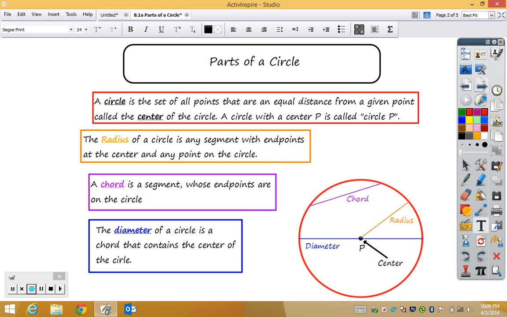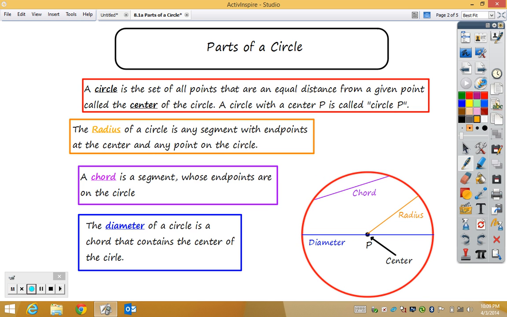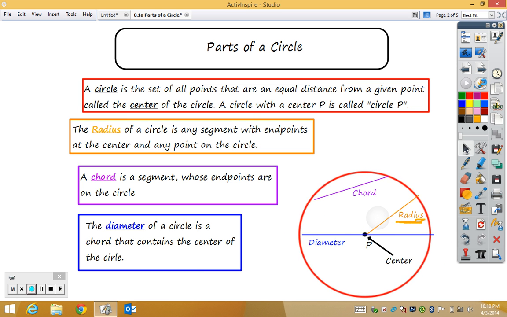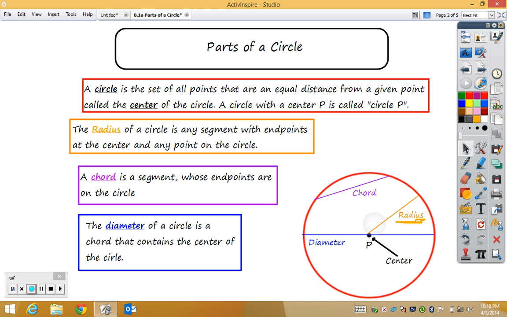And now a radius is any segment with endpoints at the center of the circle and any other point on the outside of the circle. Okay, and so we could have a radius from the center down here, over here. It just has to have an endpoint at the center and also on the circle.